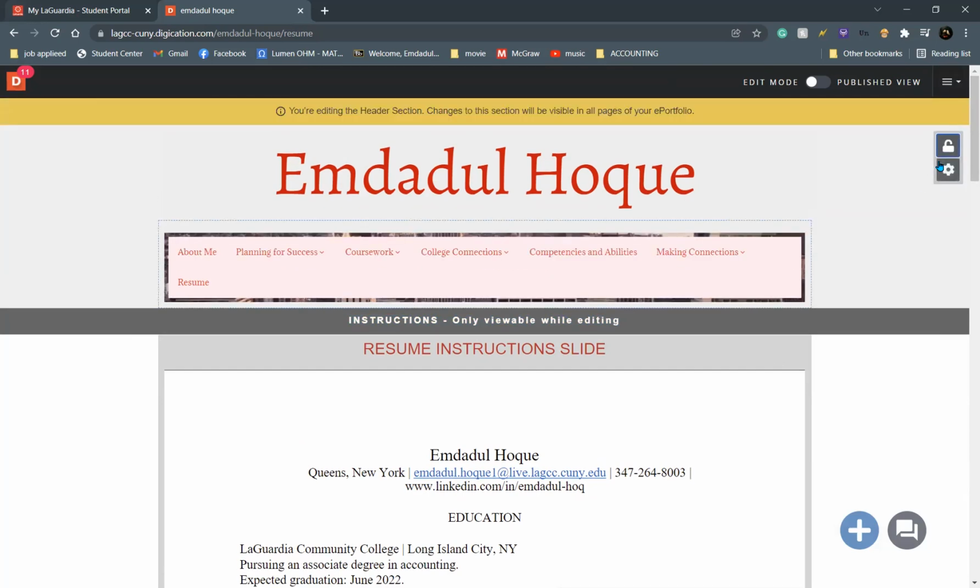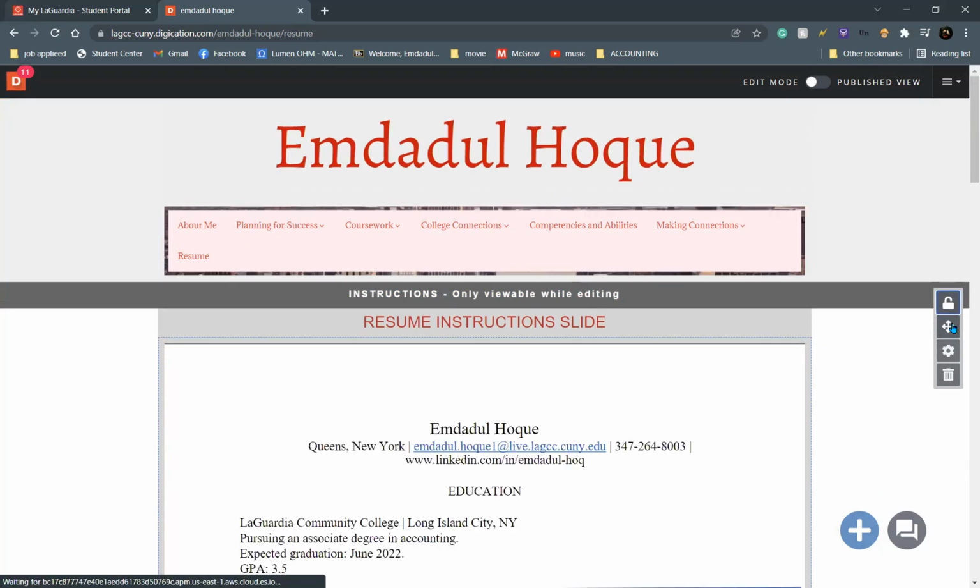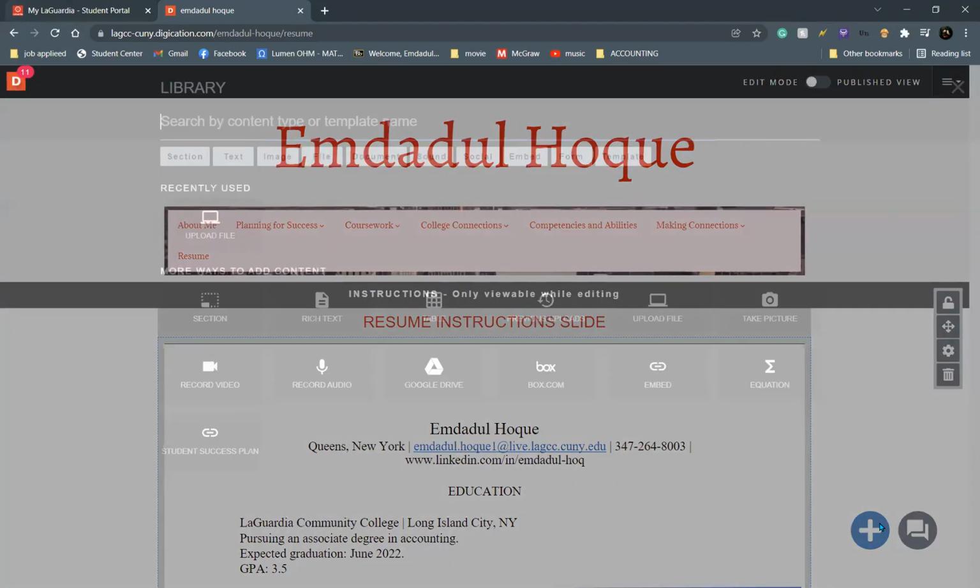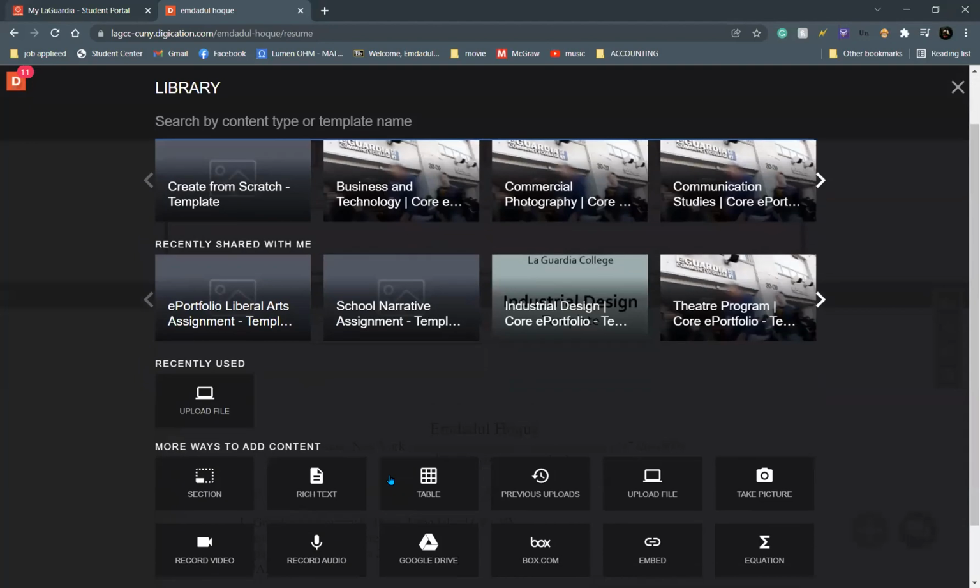So if you see on the side here, there's like a little lock, no, lower down. Over here by this gray where it says instructions only viewable while editing. Actually, try the white. At the moment you've added your resume in here, it shouldn't be here. I see you were going for the white cross, the white addition sign. I think that's what you need to do to add a module.